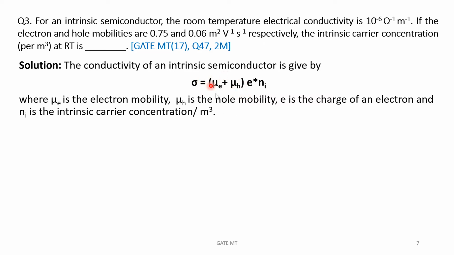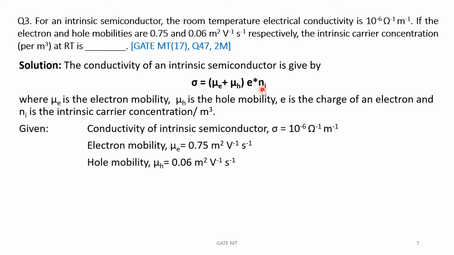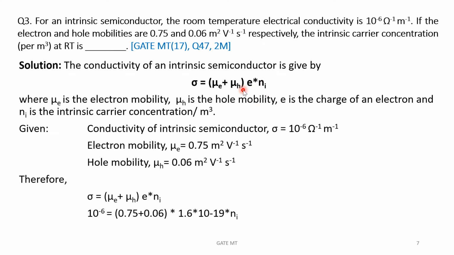Therefore, when their mobilities are multiplied by charge and by the carrier concentration, we will get the conductivity of the material. So here, conductivity is given as 10 power minus 6 ohm inverse meter inverse. Electron mobility is given. Hall mobility is also given. And if we substitute the value of e, that is 1.6 into 10 power minus 19, the only thing remaining in this equation is n_i.